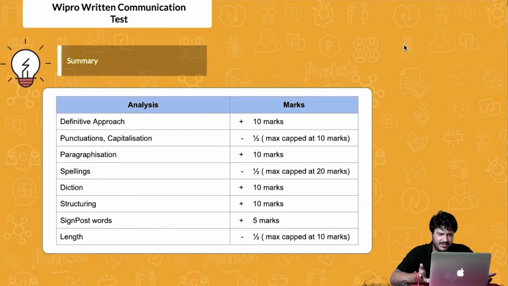So as I told you, definitive approach, punctuation, capitalization, paragraphization, spelling, diction, structuring of words, using signpost words, length, all of these have marks. Some have 10 marks, or some have positive marks, and some do not have marks, but they have penalty, right? So make sure that you use all of these, very importantly.